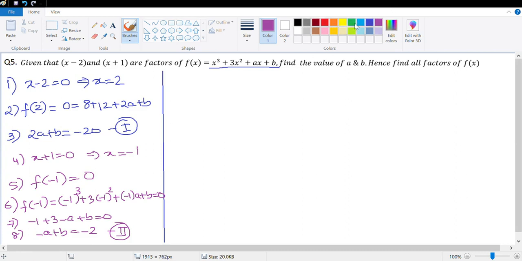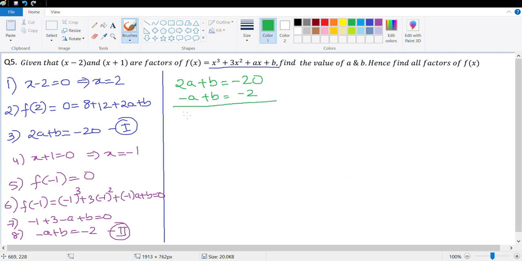So we have two equations. Now let's solve them simultaneously. I notice that the coefficient of b is already equal, so I can subtract directly. 2a plus b is equal to negative 20. Negative a plus b is equal to negative 2.